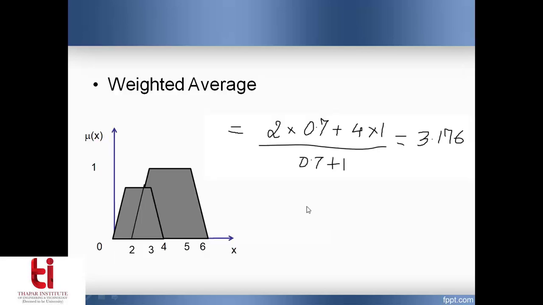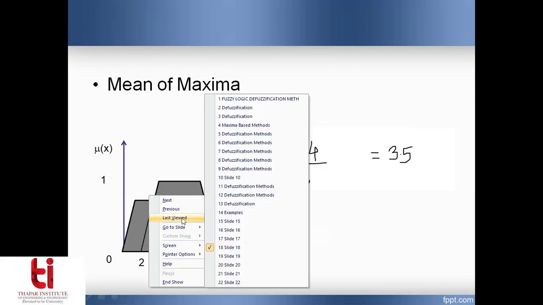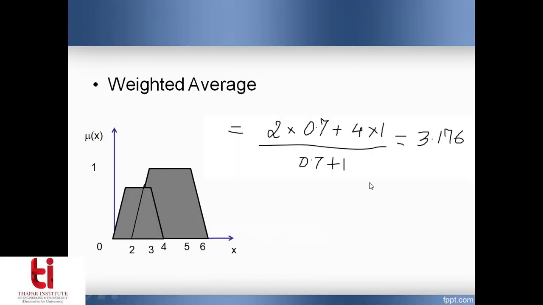Coming to the next method, which is the weighted average method, it is pretty simple as you've seen. Now here we have two constituting fuzzy sets, that is the smaller one which is having the smaller one.